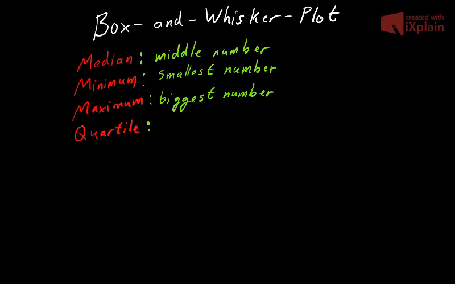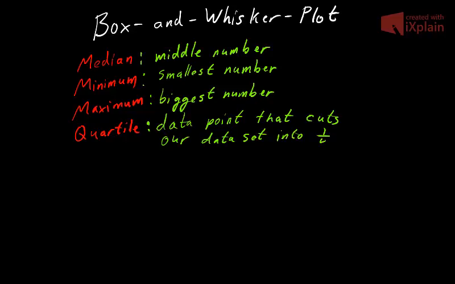What a quartile is, is like if we take a median, so the median splits our data in half. Then we look at one of those halves of data and we find the median of that. So now instead of having a half, we have a quarter. So a quartile is a data point that cuts our data set into fourths, just like the median is the data point that cuts our data set into halves.